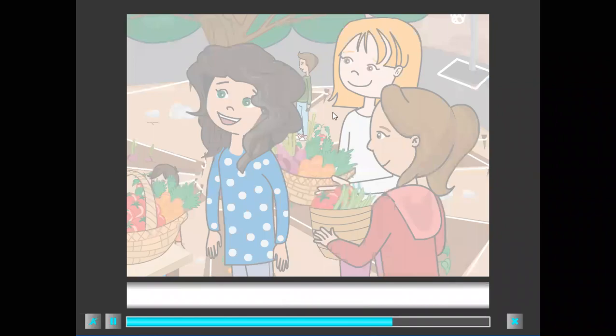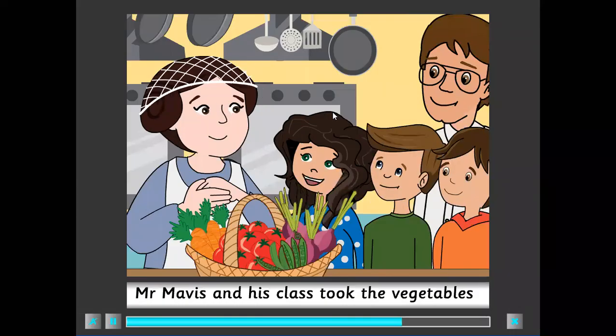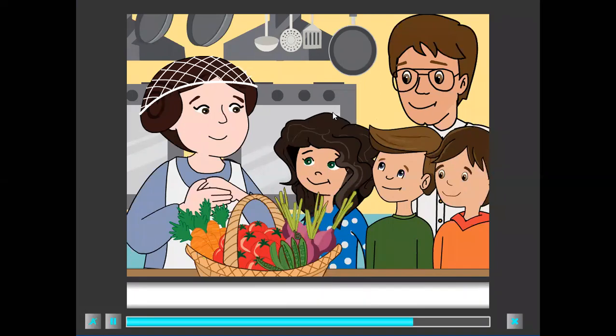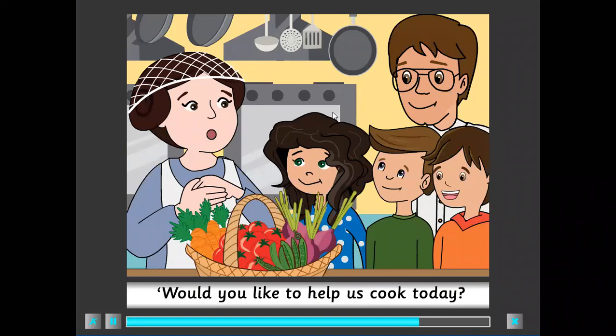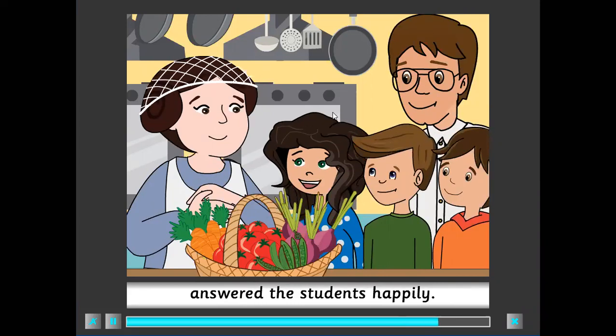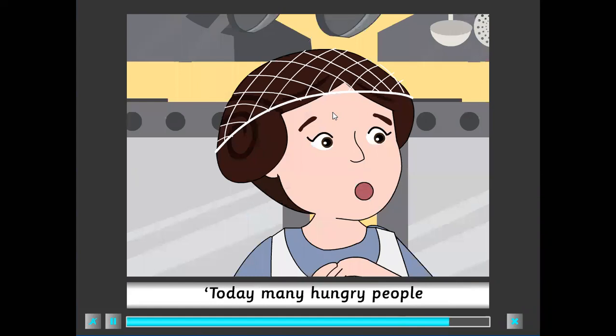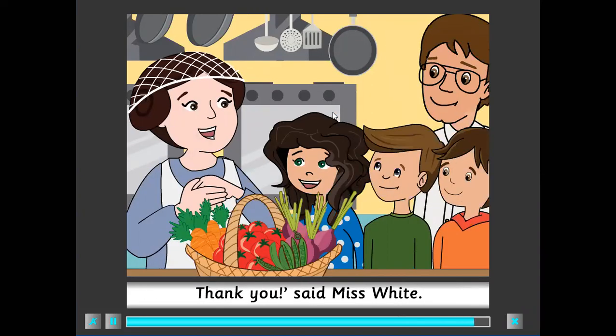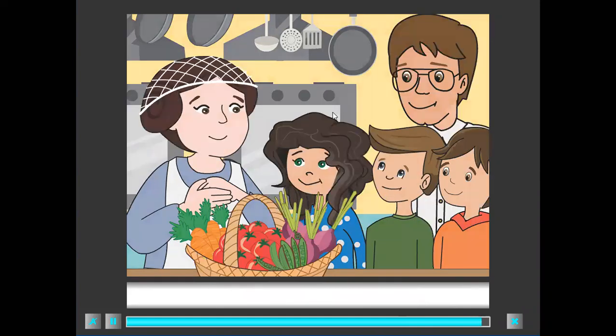Mr. Mavis and his class took the vegetables to the soup kitchen in town. "Would you like to help us cook today?" asked Miss White. "We'd love to," answered the students happily. "Today, many hungry people are going to eat a hot meal made with the fresh vegetables you grew." "Thank you," said Miss White. It was a great day.